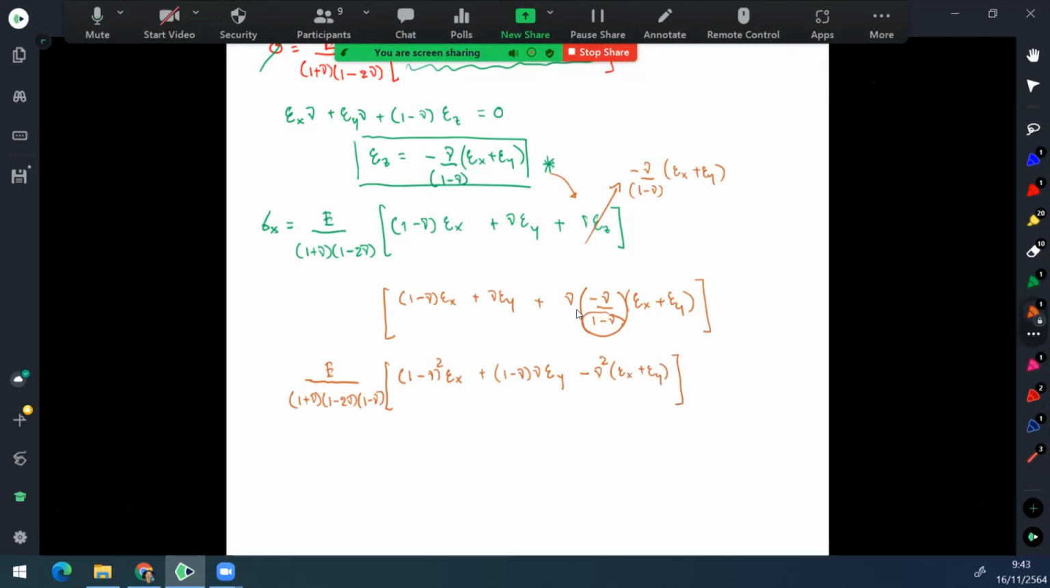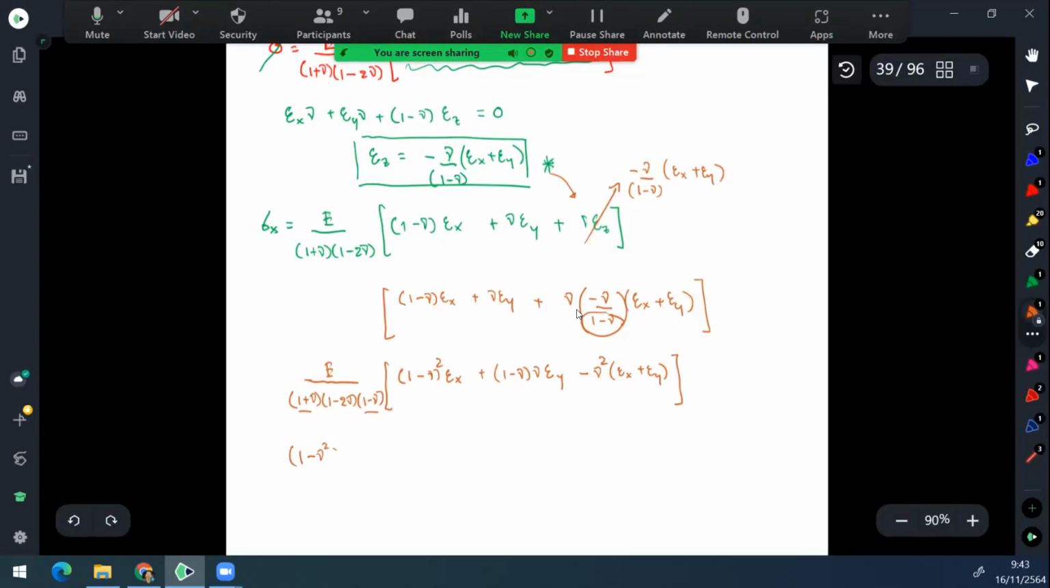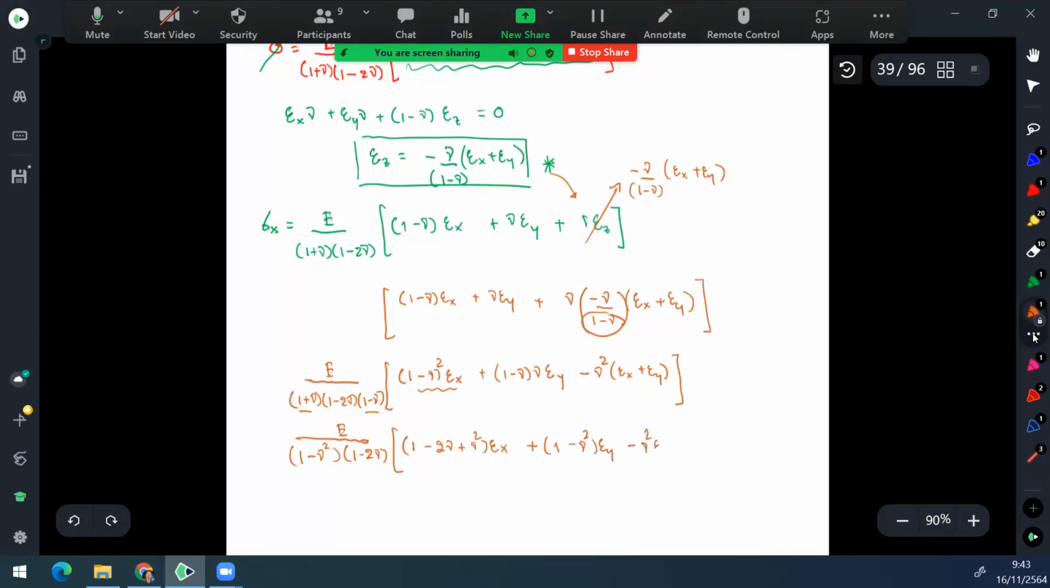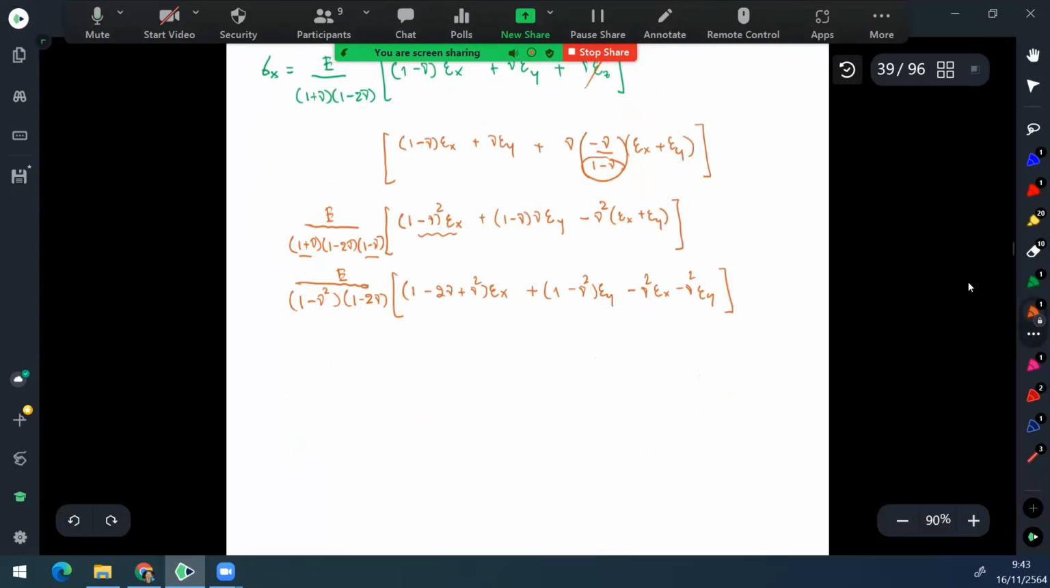So what happens? 1 plus nu and 1 minus nu become 1 minus nu squared, right? With 1 minus 2 nu, this is E. If we decompose this term, it becomes 1 minus 2 nu plus nu squared epsilon x, plus 1 minus nu squared epsilon y, minus nu squared epsilon x minus nu squared epsilon y. After that, we rearrange this term again.